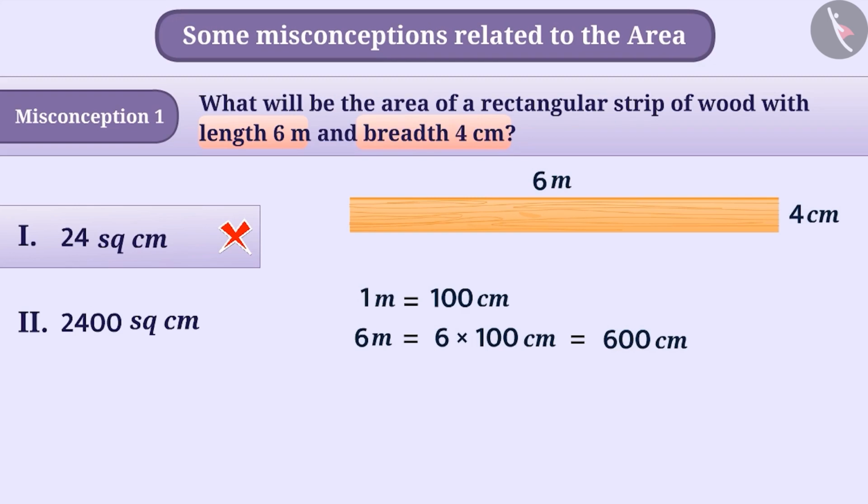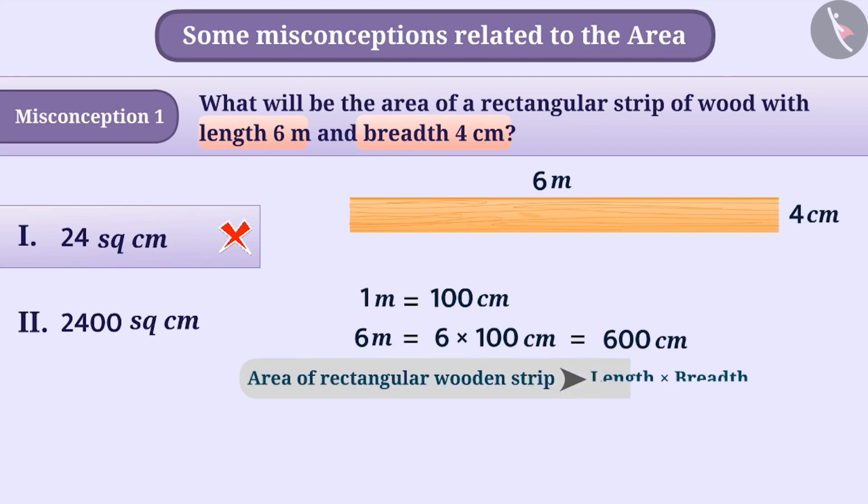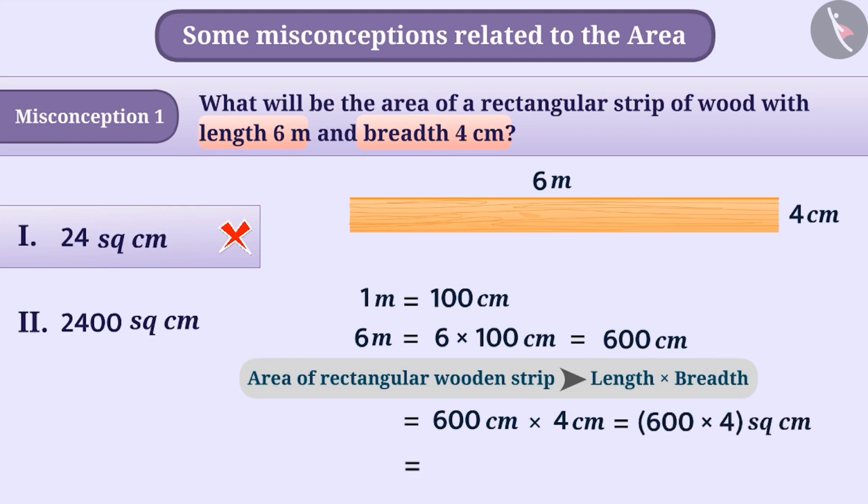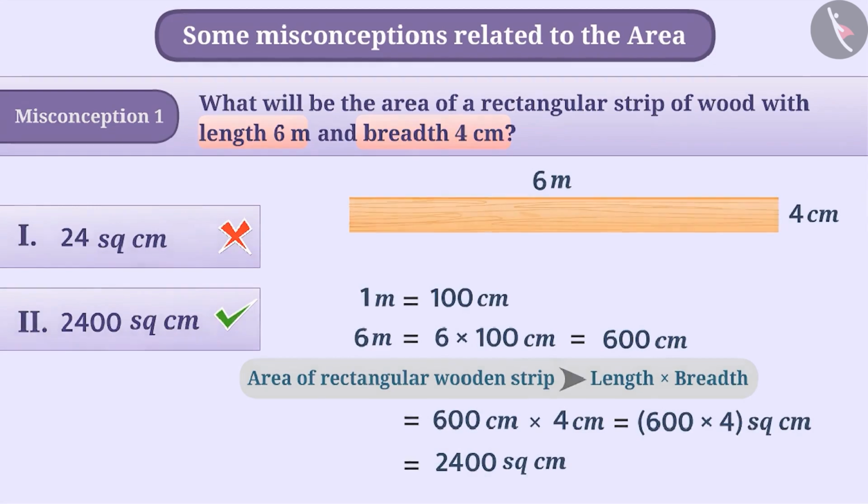In this way, the area of the rectangular wooden strip will be length multiplied by breadth is equal to 600 centimeter multiplied by 4 centimeter is equal to 600 multiplied by 4 square centimeter is equal to 2400 square centimeter. Hence, option 2 is the correct answer.